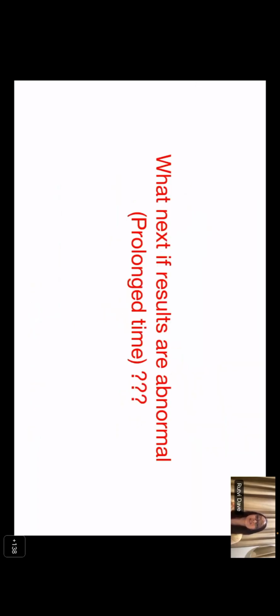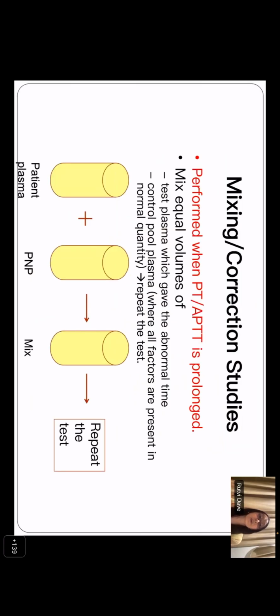So as Shereen already told me, what next if the results are prolonged? So you do the mixing studies. So how do you perform the mixing studies? You mix equal quantities of patient's plasma with pooled normal plasma, and you repeat the same test which was prolonged. So in this case, because the APTT is prolonged, you repeat the APTT on mixing studies.